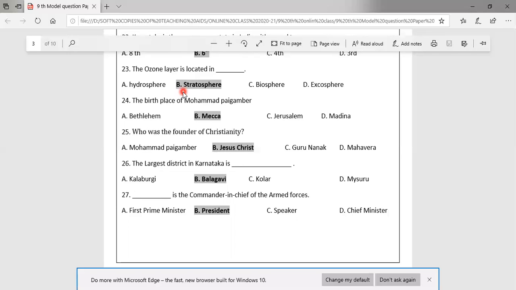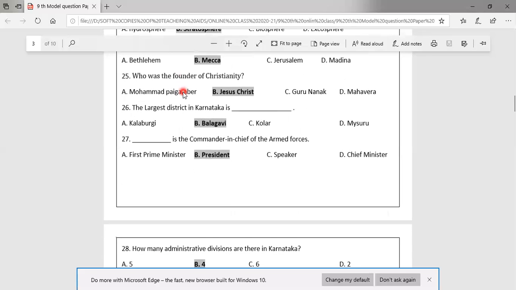25th question is, who was the founder of Christianity? Option A, Muhammad Paigambar. Option B, Jesus Christ. Option C, Guru Nanak. Option D, Mahavira. Option B, Jesus Christ.